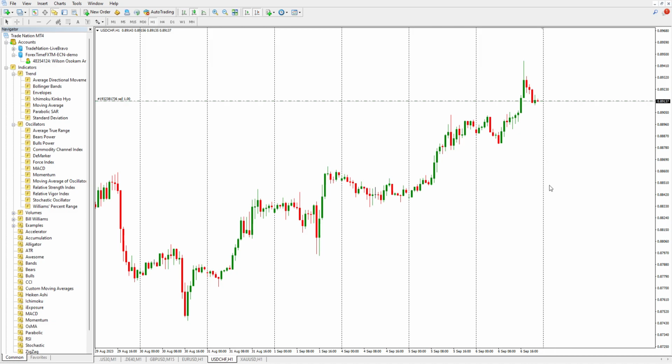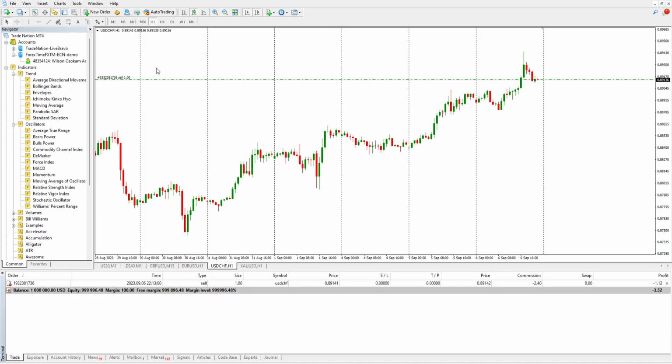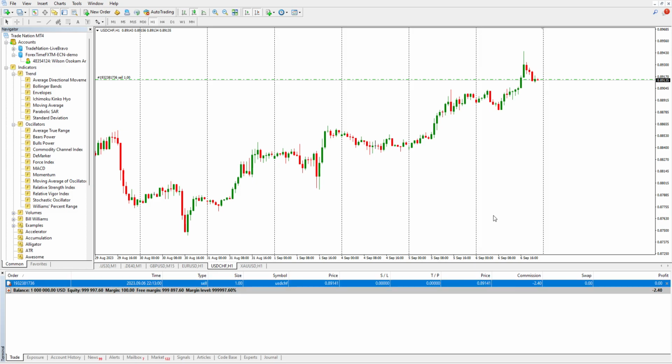Now once I have done that, there are two ways in which I can modify, I can set my stop loss and take profit. I'll press my Ctrl T, which is the terminal from what I said yesterday. Then I'll right click on the trade and click on modify order. All right, that is what I need to do.